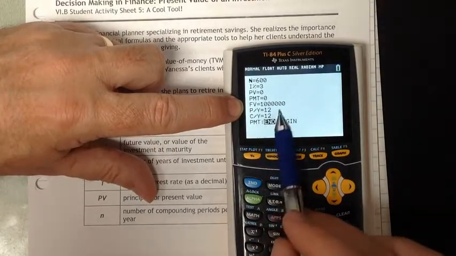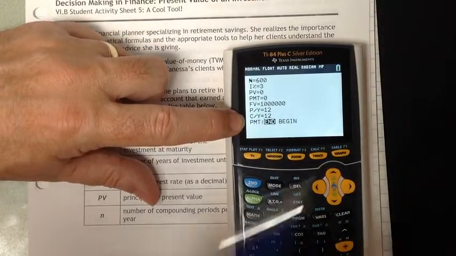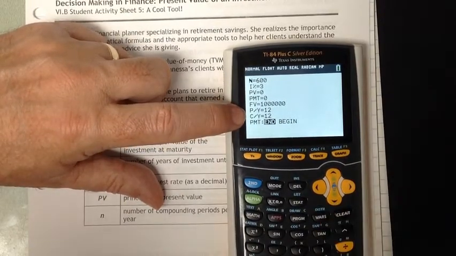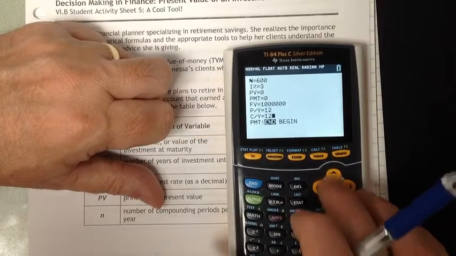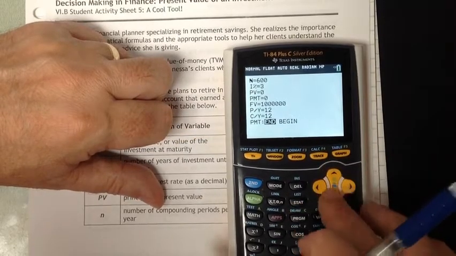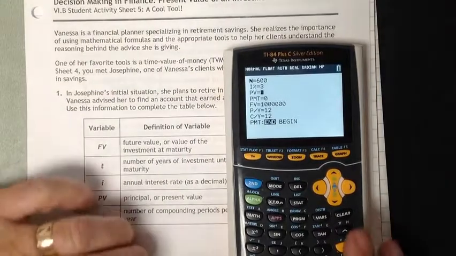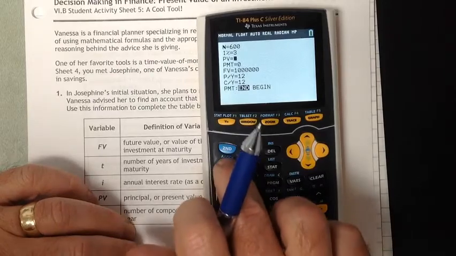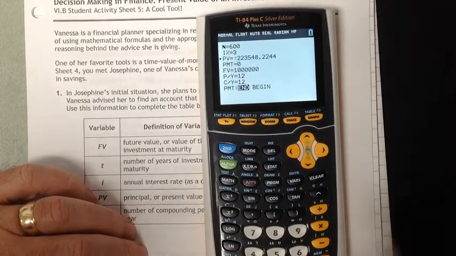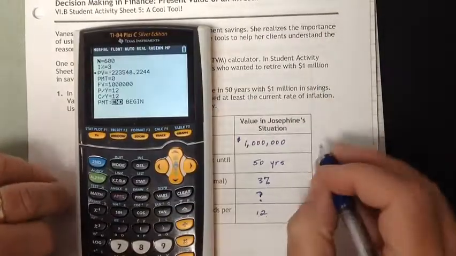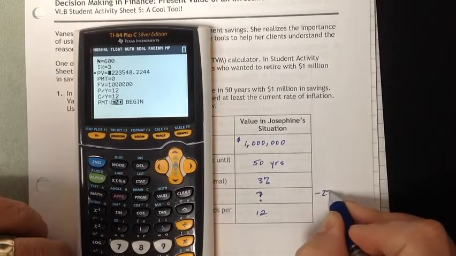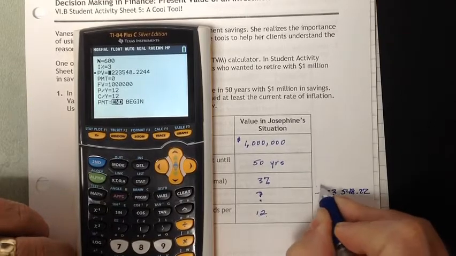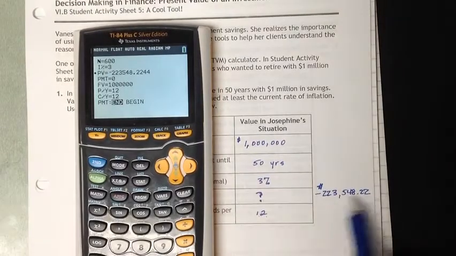Compoundings per year is 12, and I think PY stands for payments per year, which we don't have, but these need to be the same, I think. So we're going to put PY 12, CY 12 also. Now we're going to put the cursor on present value because that's what we want to solve for. To solve it, you can see right above enter in green it says solve. We're going to press alpha and enter, and it tells us negative 223,548.22. That is the present value needed.